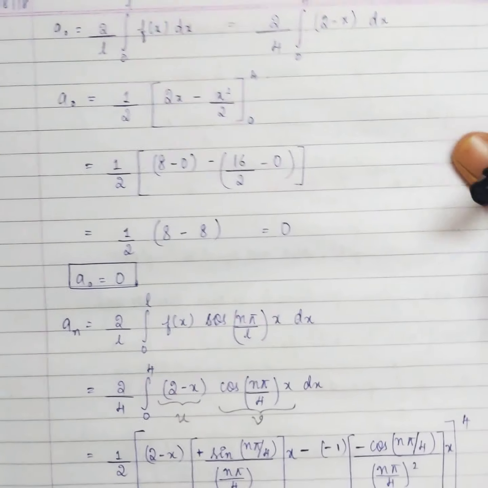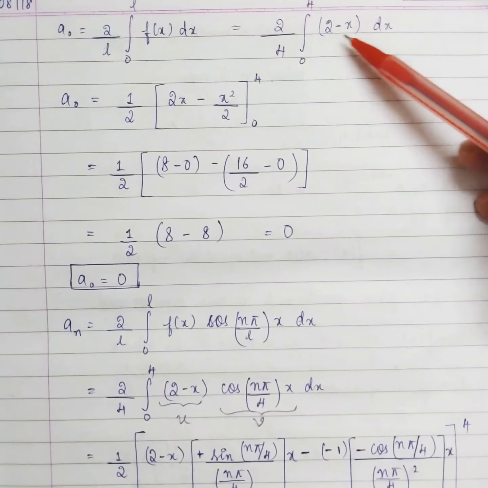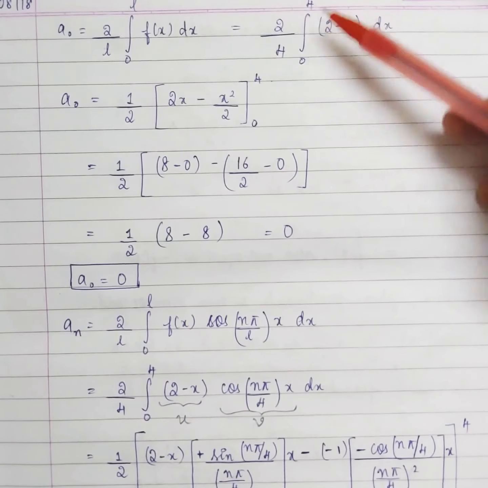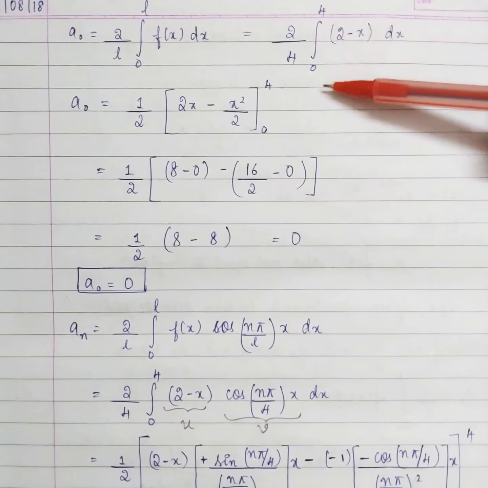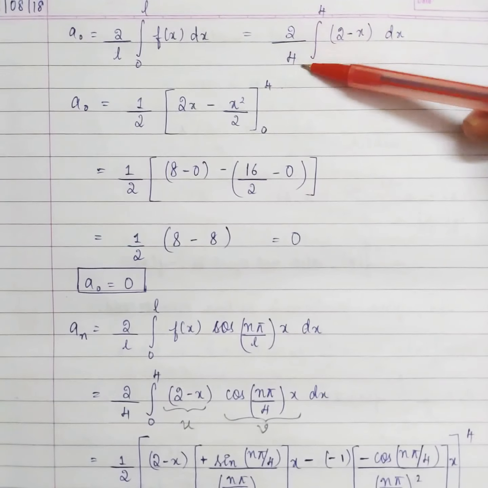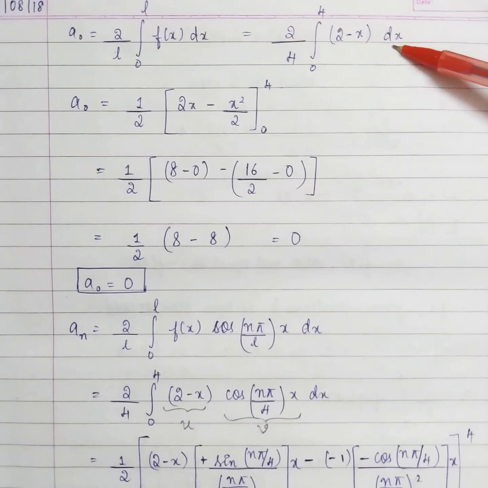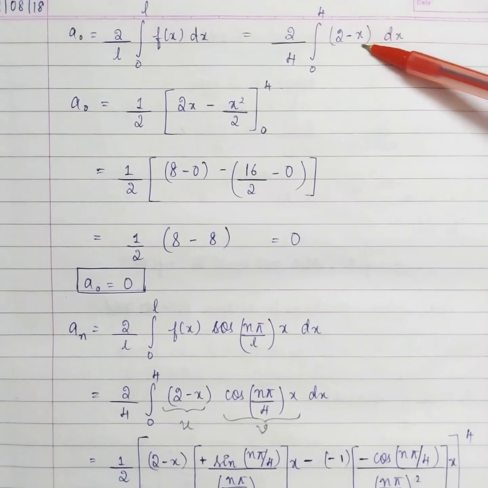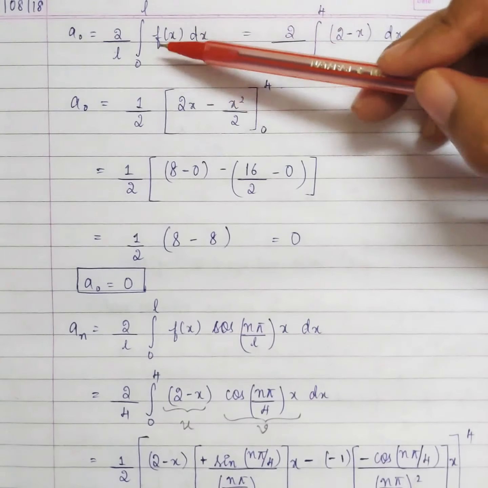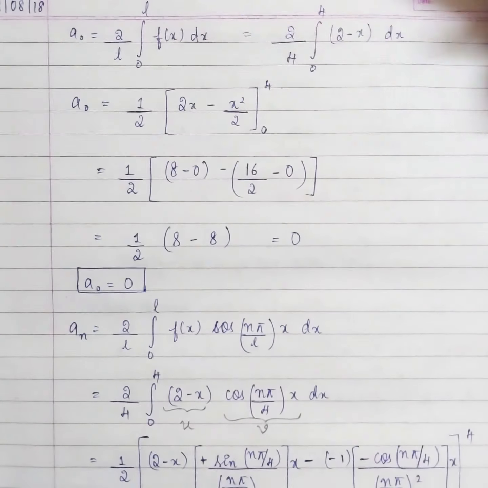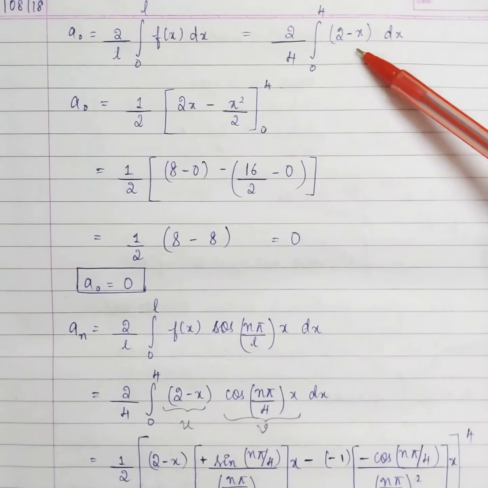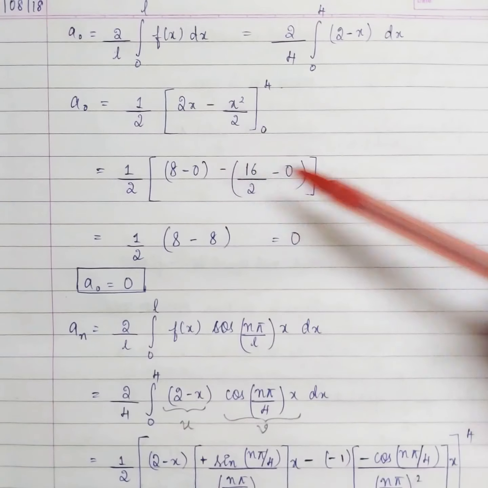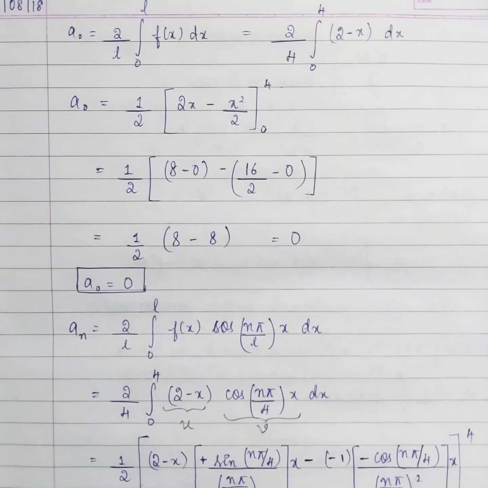So we are replacing 2 by 4, 2 minus x dx, from 0 to L. What is L? L is 4. 0 to 4. 2 by L, 2 by 4, integral 0 to 4, 2 minus x dx. Why have we written 2 minus x? Because of this interval. The interval is 0 to L, L is 4, so 0 to 4. There are two intervals given. Write the corresponding function over here, and then simple integration.